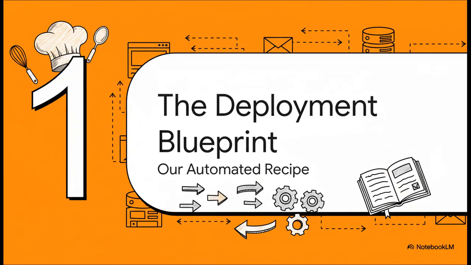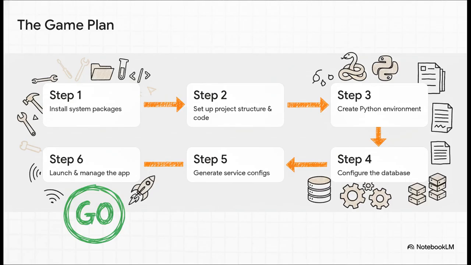Every great recipe, whether it's for a cake or for code, starts with a clear list of instructions. In the world of Ansible, we call this recipe a playbook. So our very first step is to take a look at the playbook and see exactly what we're about to cook up. This right here is our high-level game plan. This is the heart of our Ansible playbook, and it just makes sense, right? It's a logical flow that takes us from a completely bare server to a fully functional web app. We're going to install our tools, grab the code, build the environment, set up our database, write the config files, and then we hit the big green Go button.